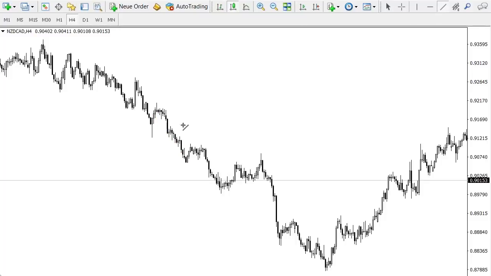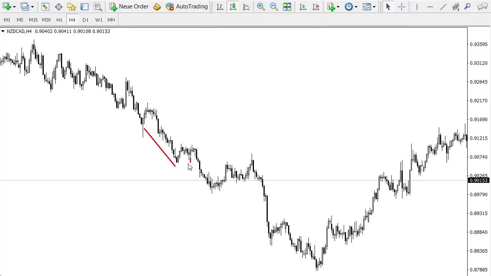So the moves that go into the direction of the trend are called impulsive waves. So here and here, for example, and so on and so forth. Here we do have quite a few impulsive waves that always continue the trend direction. So let me just mark it for completion.